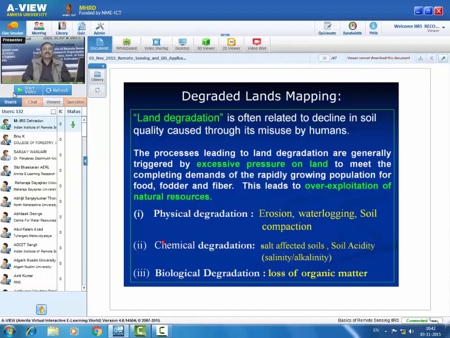Land degradation can be divided into three types: physical degradation, chemical degradation, and biological degradation. Physical degradation includes erosion, water logging, and soil compaction. Chemical degradation is when the salt amount becomes high in the soil, that is salt-affected soils, or soil acidity. And if organic matter in your soil is low or becoming less, then it is biological degradation.